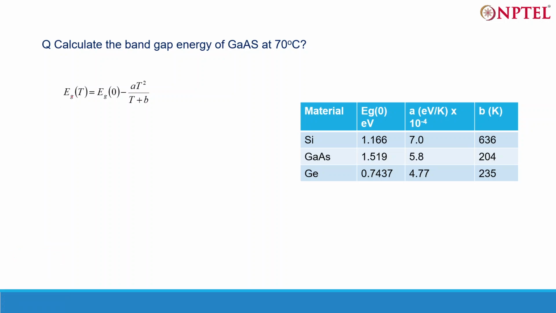Okay, let me take the pen. So what is required to calculate EG(T)? If you want to calculate this value, then you need to know the values of EG0, A, B, and T, which is 70 degrees Celsius. So the first thing you need to do is convert 70 to Kelvin. You take 70 plus 273. How much will it be? 343. Okay.